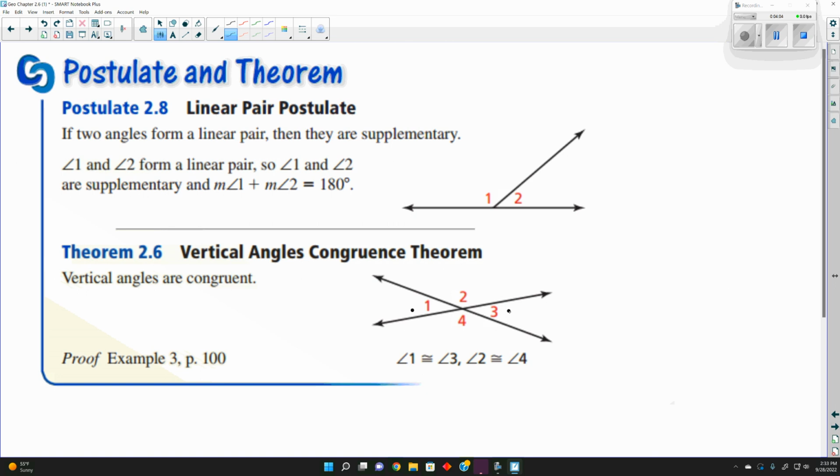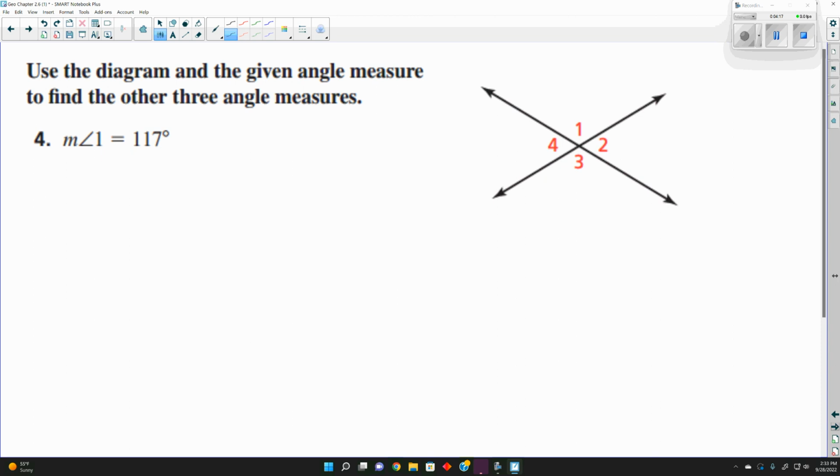So here, 1 and 3 are going to be the same. 2 and 4 are the same. And it does work out that angles 1 and 2 here would add up to be 180 because they make a straight line. So if we look at this one here, we know that the measure of angle 1 is 117 degrees. We want to find the measure of angle 2, angle 3, and angle 4.